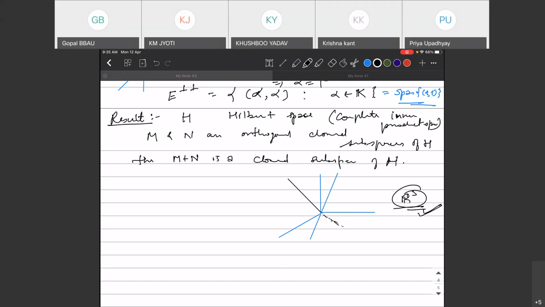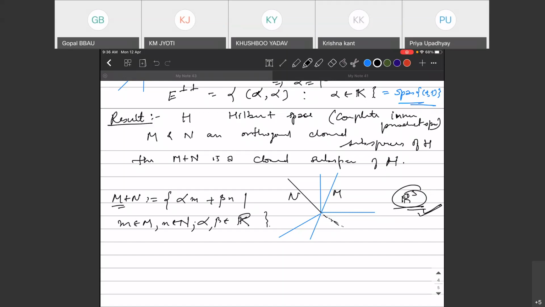Then what is M plus N? So this is say M, this is N. M plus N is nothing but all linear combinations of elements coming from M and N. So this is alpha m plus beta n, where alpha and beta both belong to the field, whatever the field is. Here in R3 this is R, and m comes from capital M and small n comes from capital N. This is M plus N, correct?